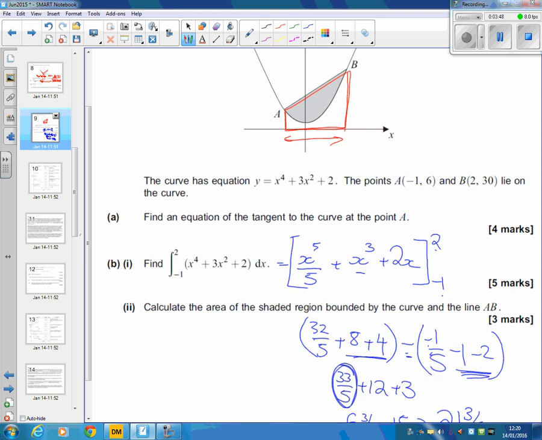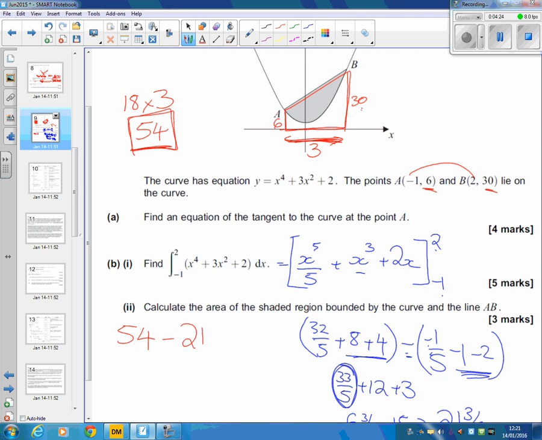Well, how far apart are they? Well, it's going from minus 1 to 2 here, so it's 3 apart. This one here is 6 high, and it's 30 high from that. So, half the sum of the parallel lines. 30 add 6 is 36. Half of it is 18, times the distance between them, times 3. 18 times 3 is 54. I've got 2 students that couldn't do 18 times 3. So the area we want is 54.